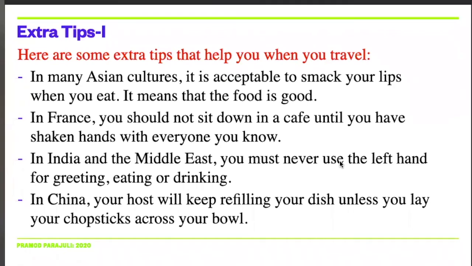In China, your host will keep refilling your dish unless you lay your chopsticks across your bowl. Meaning is what?